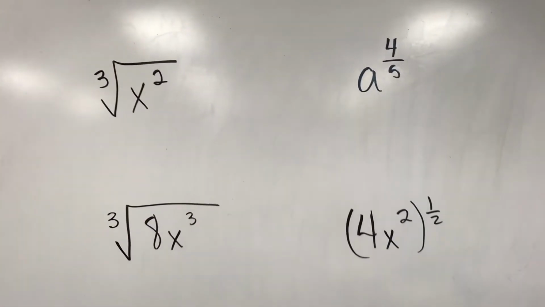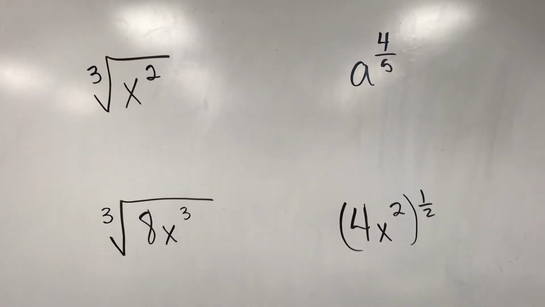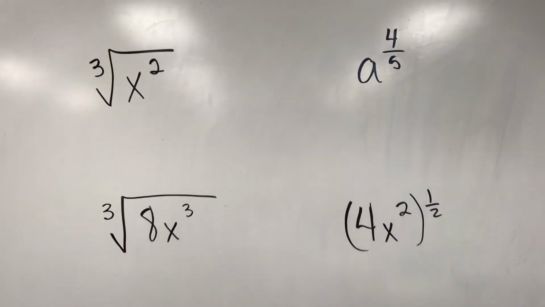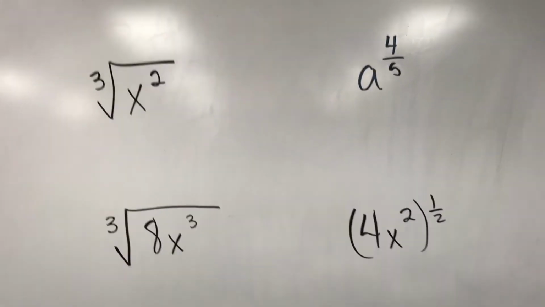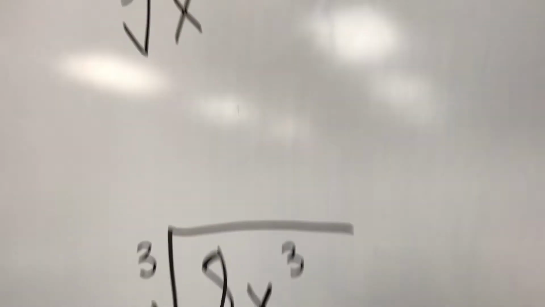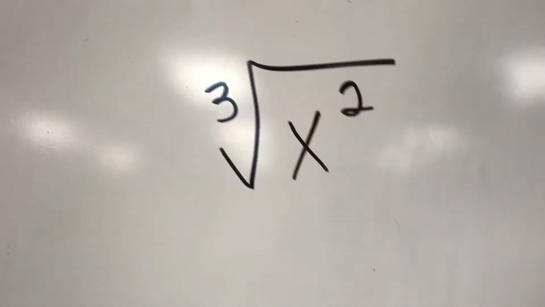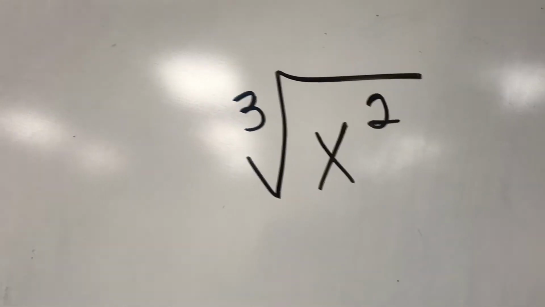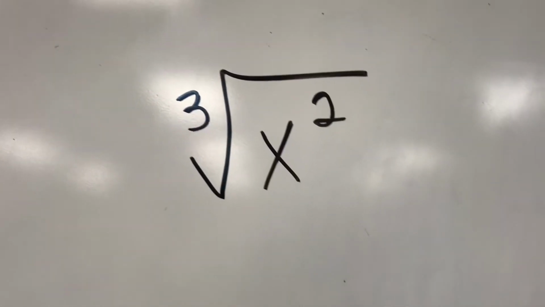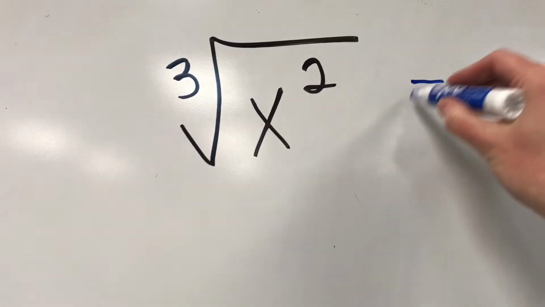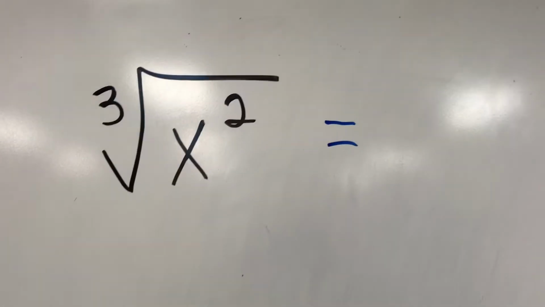And now we have rational exponents and roots. Okay, and so for these, the little number on the outside, that's the root. Okay, and so for these, if you're going to make a rational exponent, so make your exponent a fraction.